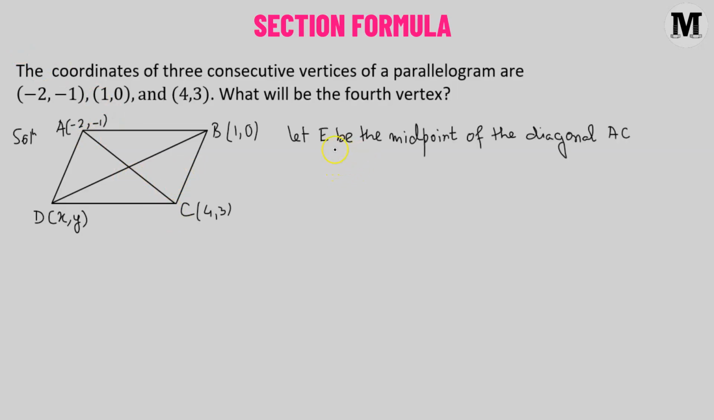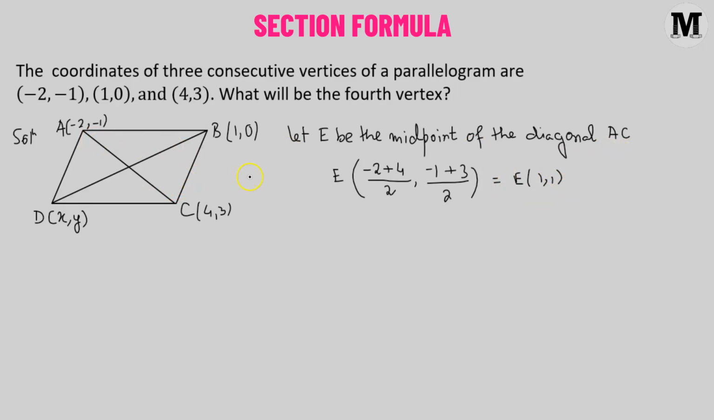Then we can easily obtain the coordinates of point E, because we have the endpoints A and C. So let's begin by finding the midpoint E. To find the x coordinate, we take the sum of the x coordinates of the endpoints. The x coordinates are -2 and 4. We take their sum and divide it by 2. And to find the y coordinate, we take the sum of the y coordinates of the endpoints, and then divide it by 2. That gives us the value 1, 1. So the midpoint of the diagonal AC is 1, 1.